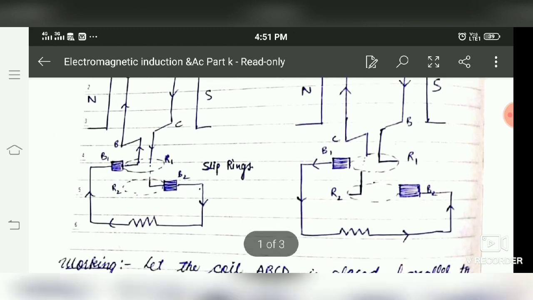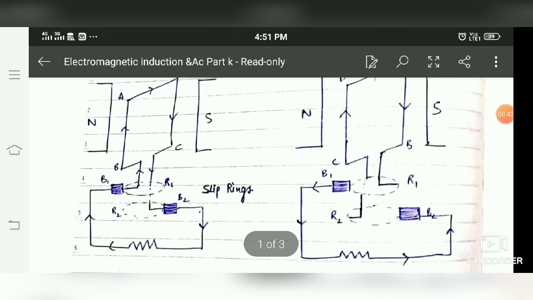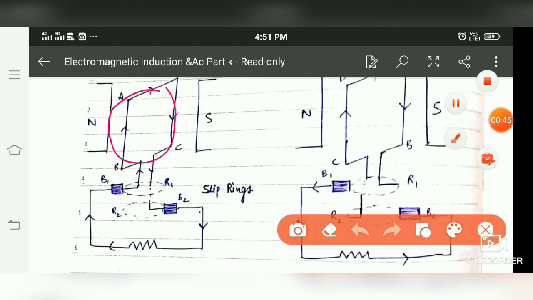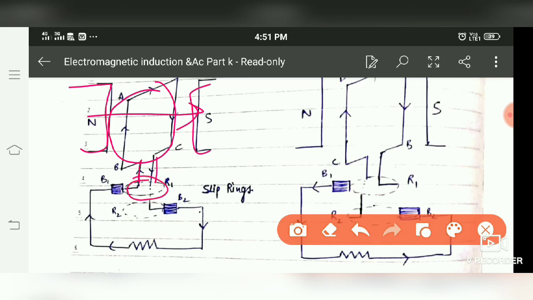For its construction, it consists of a coil in a magnetic field with two poles, applying a perpendicular magnetic field to the coil. This coil is further connected to two slip rings with carbon brushes and a resistance. These are the two slip rings.